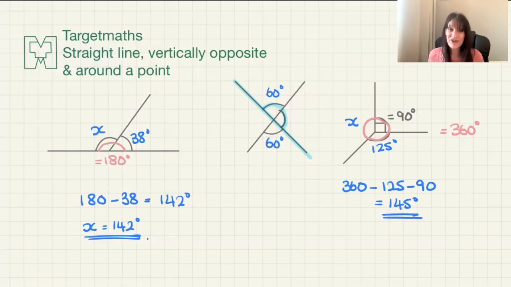And that's it. Straight line, vertically opposite, and angles around a point.